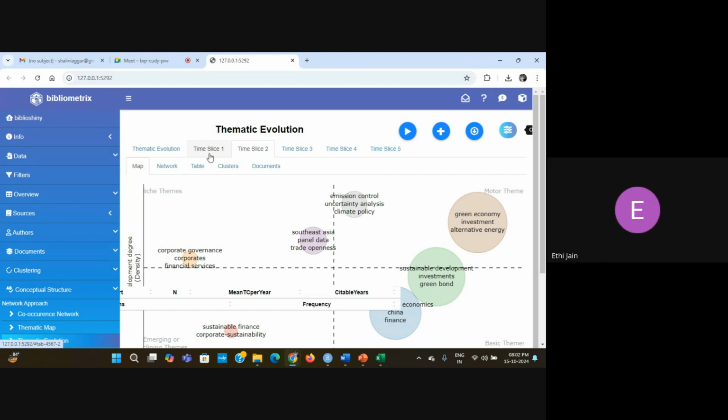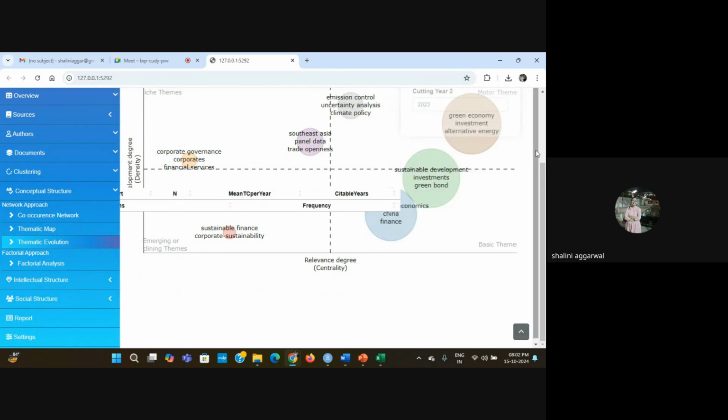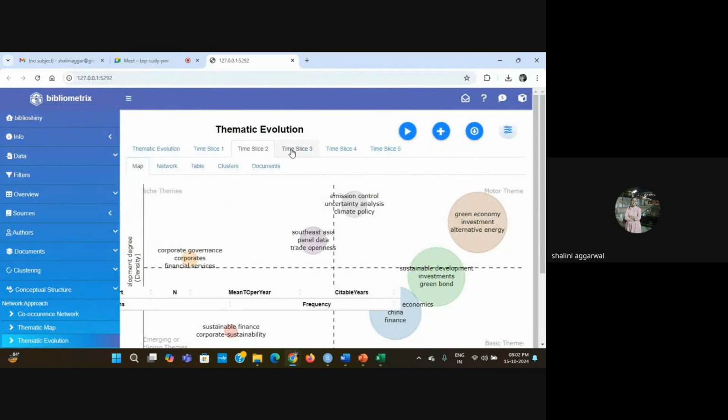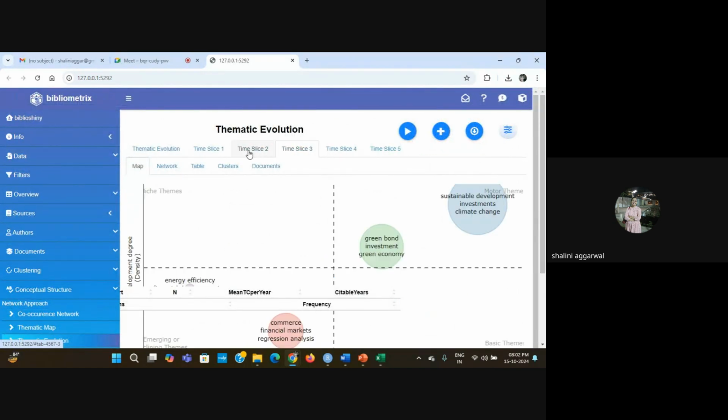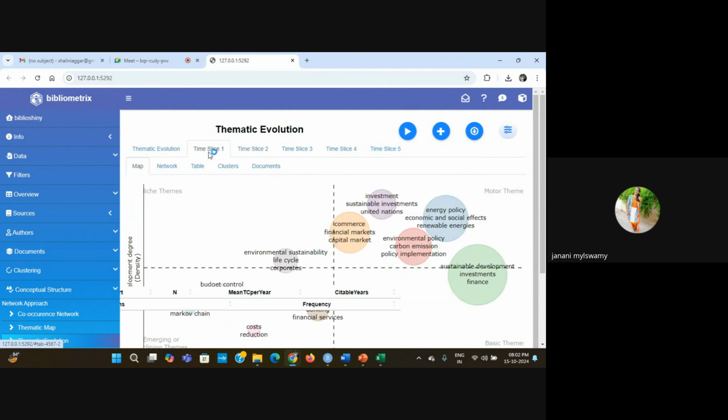Okay. It is showing 5 time slices over here. No, that is the maximum number of time periods it will divide, but the number of cutting points that you have used over here, it will show you that for that many only. If you are showing it for 2, it will show you 2 only. Ma'am, by default it was 1, but then it was showing the graph. When it changed to 3 or 4, there is no graph, ma'am.